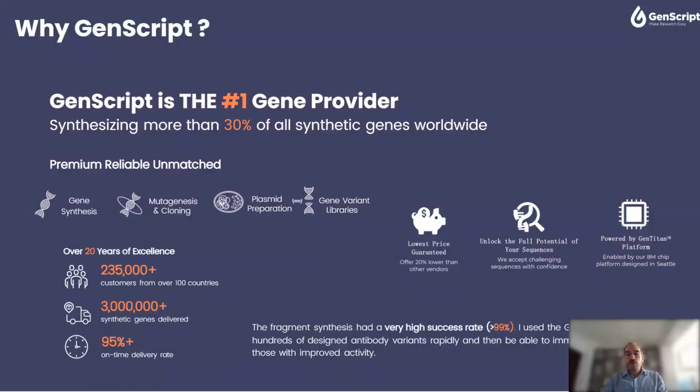So why use GenScript? We're one of the biggest providers for gene synthesis. We are very well known for that. We have over 20 years of experience. We have over 235,000 customers in many countries in the world. We have synthesized over 3 million synthetic genes, delivered with over 95% success rate.